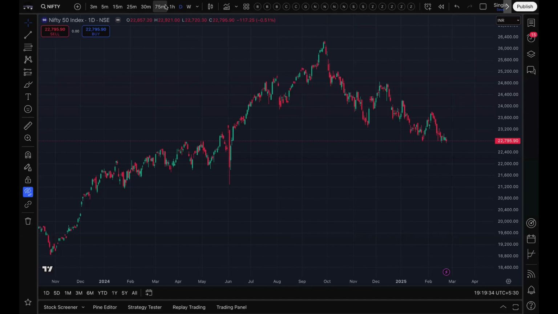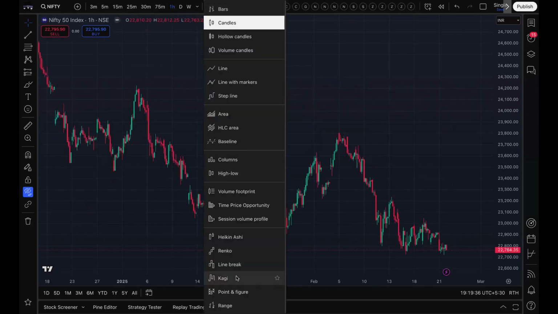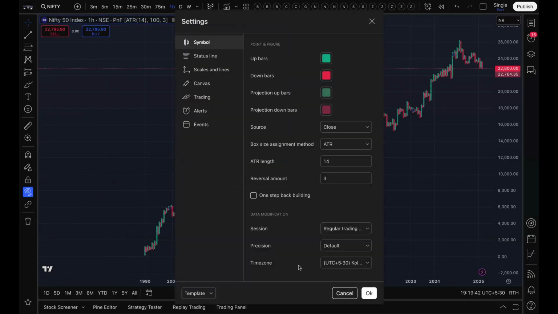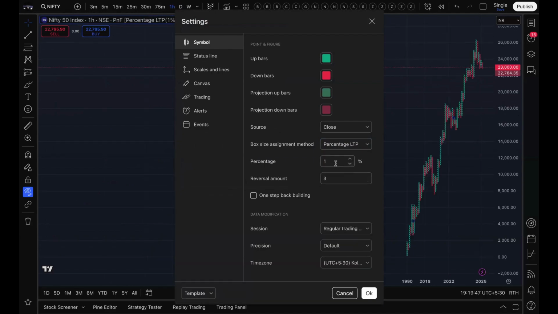For point and figure, Definedge software gives a clear view in percentage terms, but in TradingView, there's no setting to change to percentage terms. Good point, Hemant. Let's quickly go and see. Again, I don't use that so much, but let's see what happens over here. So 1 hour, and change it to point and figure. Go to ATR and let's see. Over here, you can actually take percentage also. So even point and figure can show up as percentage in TradingView. You can change this from here.